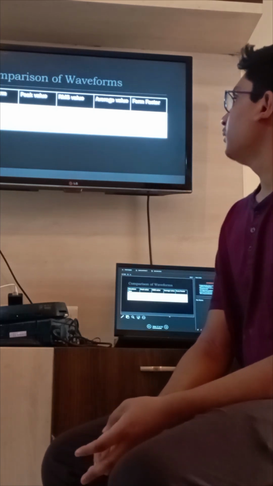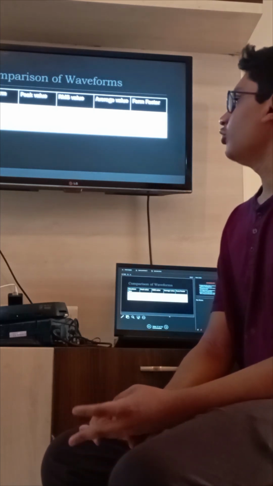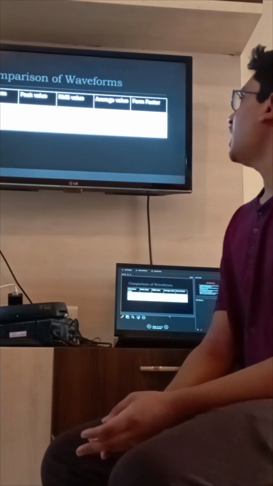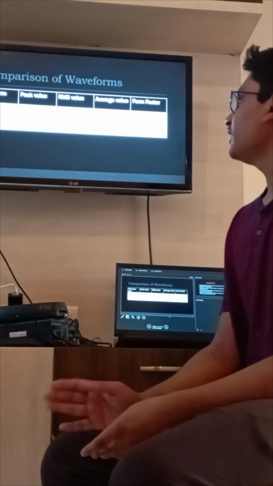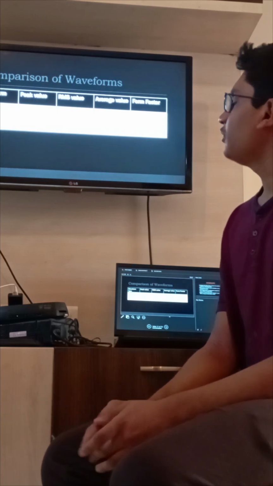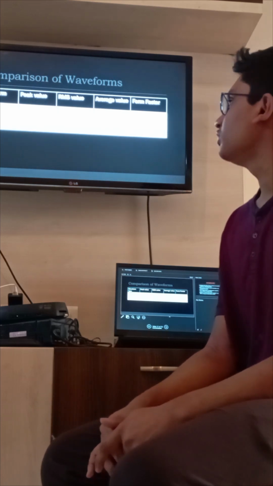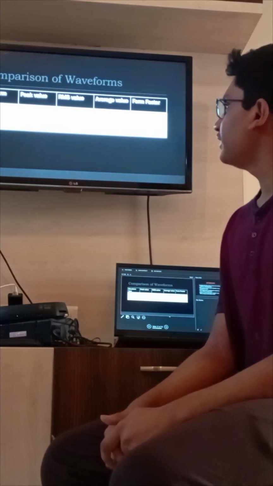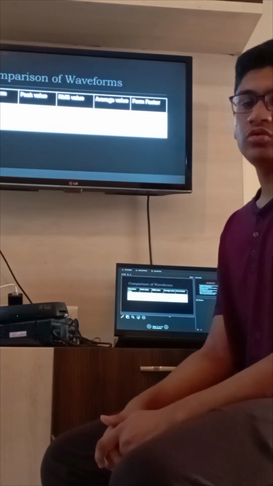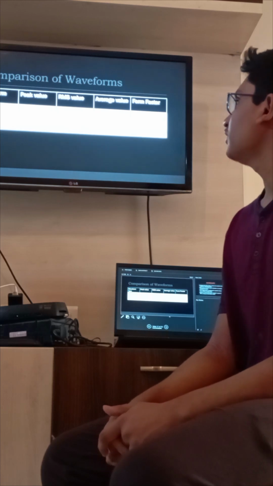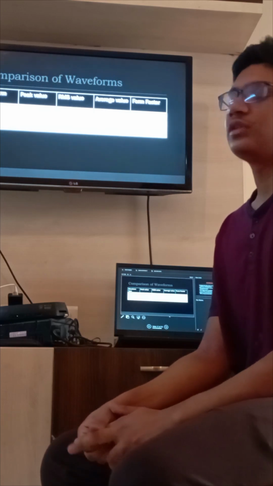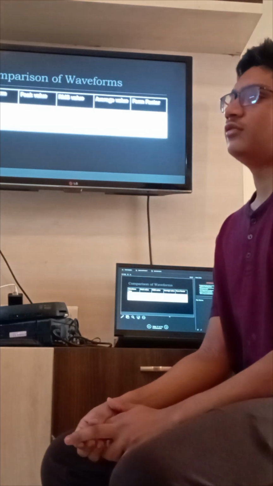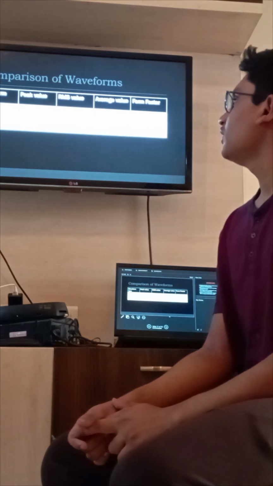Now we have been given this table which gives us the different waveform types, peak value, RMS value, average value and form factor. For different waveforms we are calculating the different values. Peak value we have taken as 100 volts for all three waveforms. So for sinusoidal, peak value 100, RMS is V naught by root 2, 70.71. Average is 2 V naught by pi, 63.66. Form factor is 1.11.